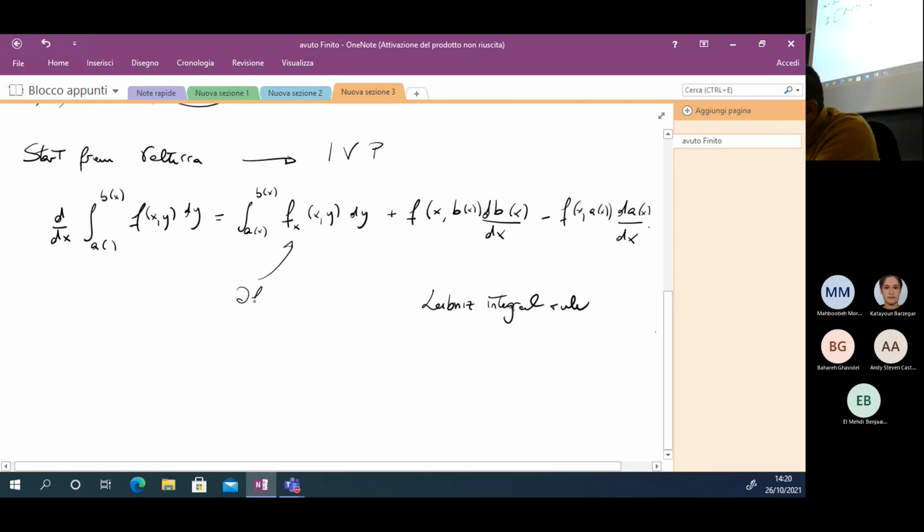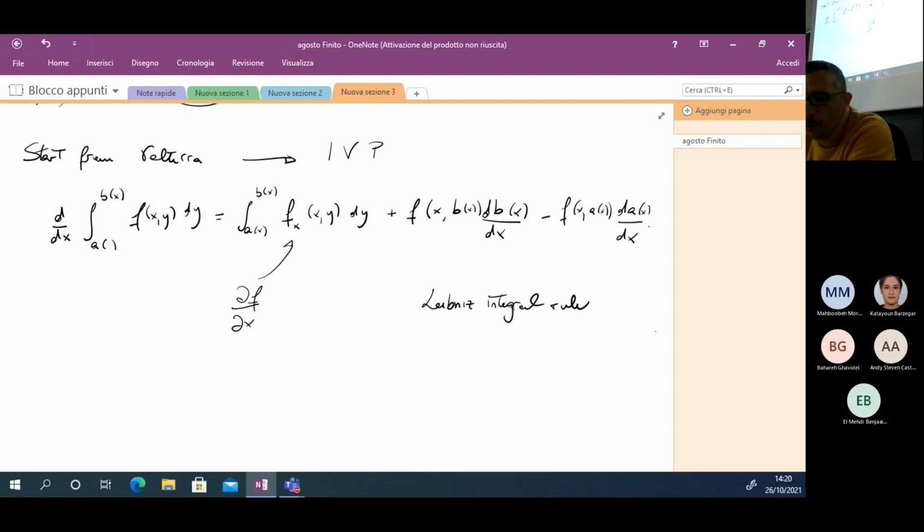And this is the derivative of f with respect to x. Almost impossible. Okay, we need to use this. If we use the Leibniz integral rule, well, the proof that you can write a Voltaire equation as an initial value problem is absolutely straightforward. It's just an application of this rule.